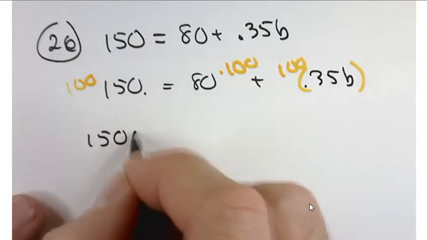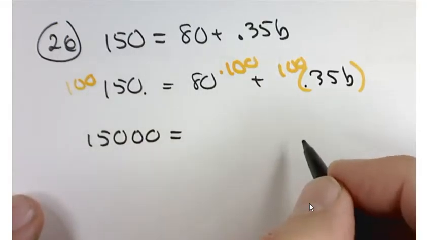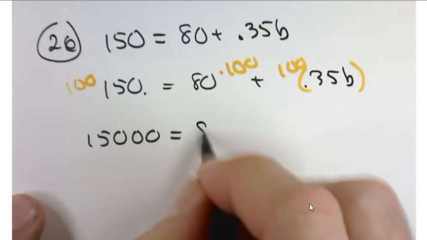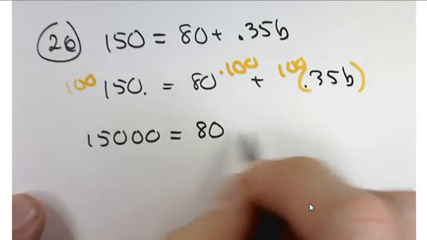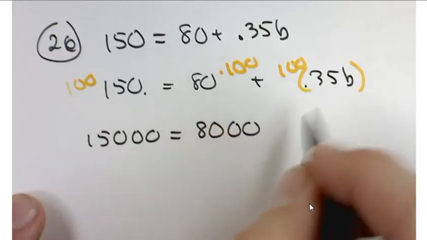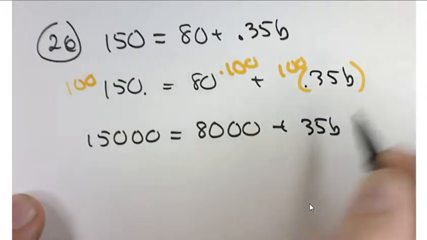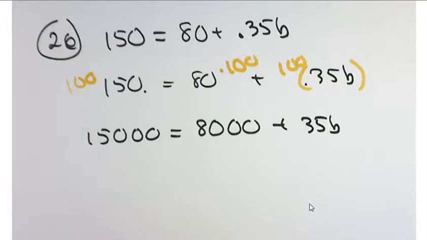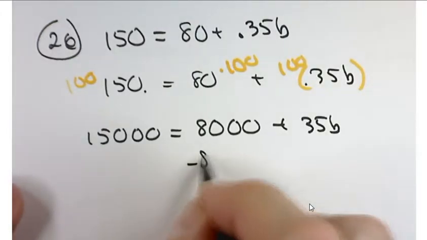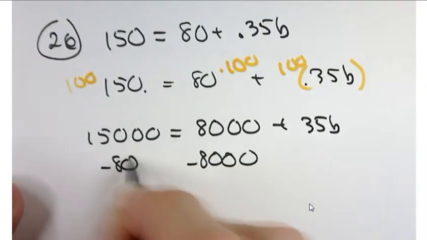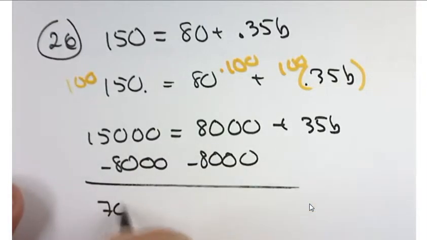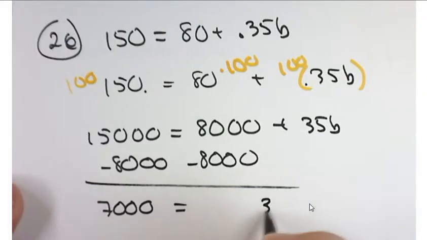Two places. So 15,000. Good. Two places again. So 8,000 plus 35B. All right. Nice. A little bit friendlier because now we don't have to deal with decimals. So let's subtract off the 8,000. So we get 7,000 equals 35 times B.